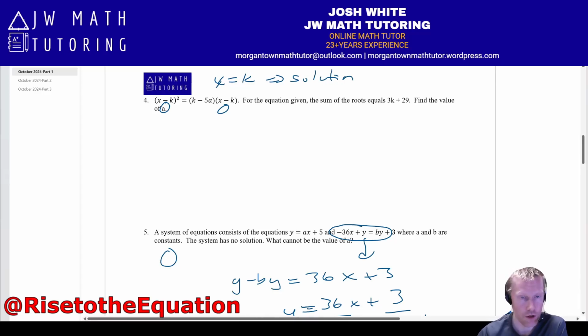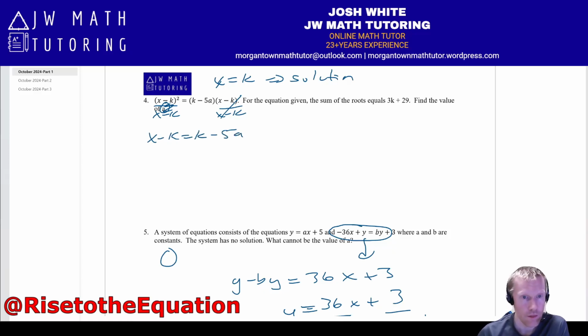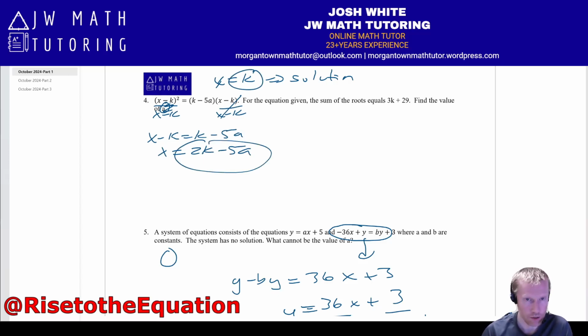And so you can get the other solution or the other root by dividing by x minus k. Then that'll cancel out one of those expressions on the left, and you'll get this. Then if you solve this equation for x, you get 2k minus 5a. So now we have our two roots or our two solutions. One of them is this, the other one is this.